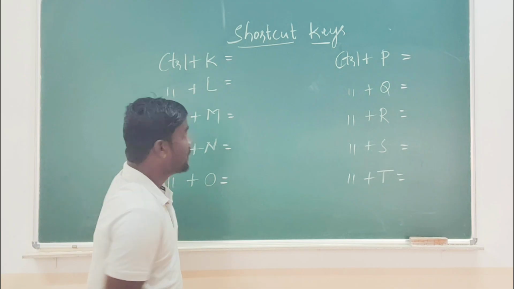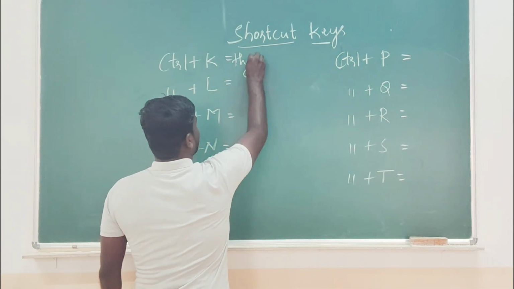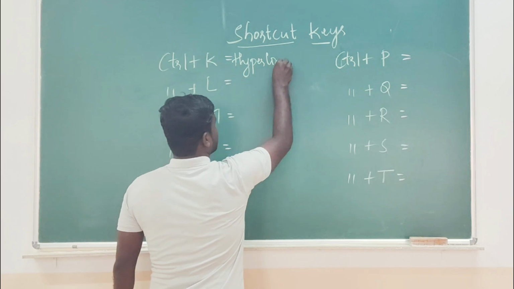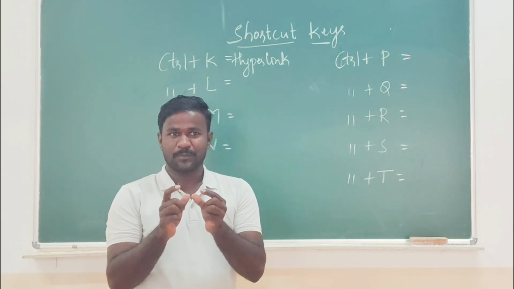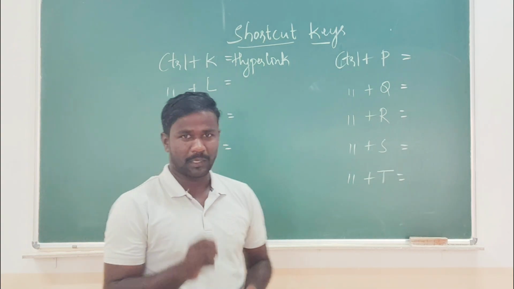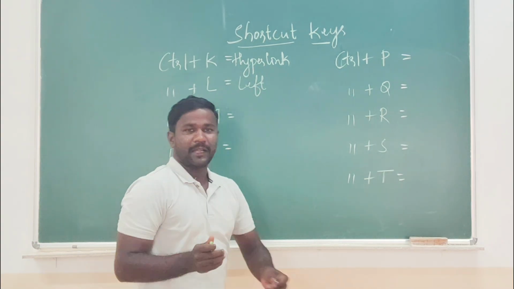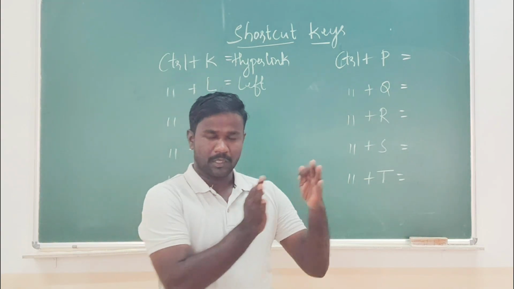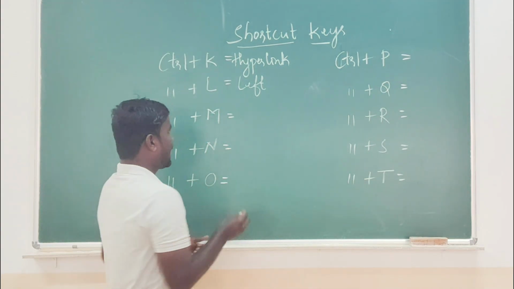So let's start. We have Control K for the hyperlink. Hyperlink means when you want to link any website to a particular word, we use a hyperlink. Then we have L for left alignment. In MS Word we have right alignment, left alignment, and center alignment. So L is for left alignment.